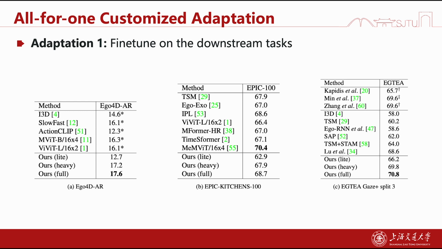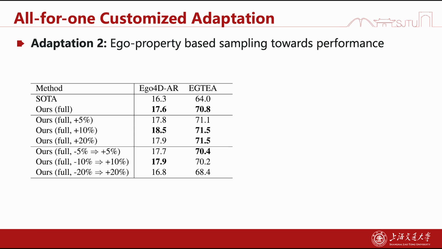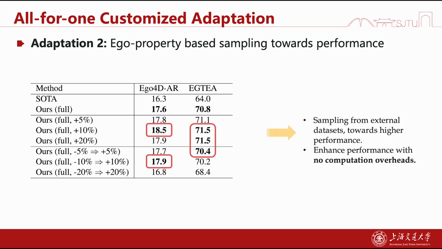To adapt our pre-train model to the specific downstream tasks, we present the all-for-one mechanism. We first fine-tune the model to achieve comparable or SOTA results on the current benchmarks, including Ego4D, EGTEA, and Epic Kitchens. And based on our Ego property sampling, we replace part of the training set with some external informative videos. We enhance the EgoHOI learning performance with no computation overheads.